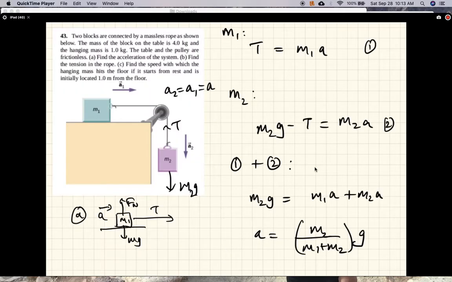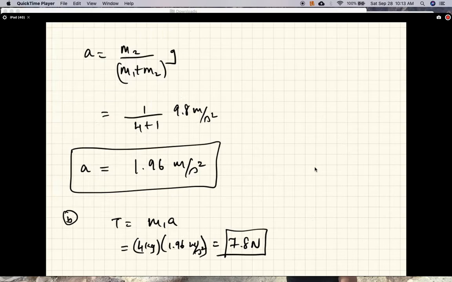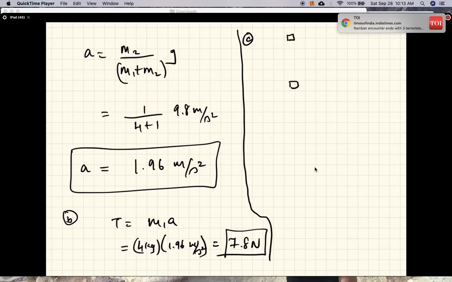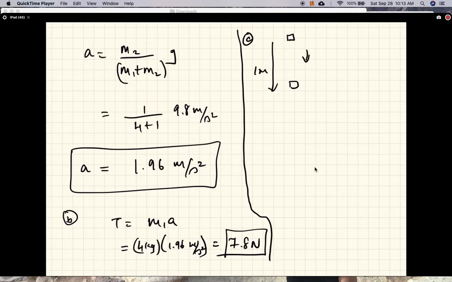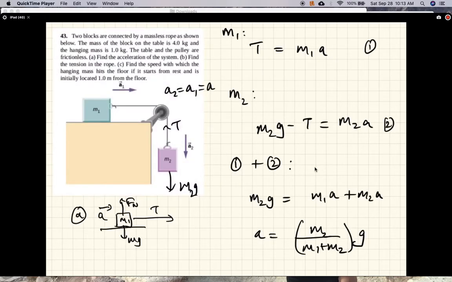Okay, and then part C says find the speed with which the hanging mass hits the floor if it starts from rest and is initially located 1 meter above the floor. So for part C, here is this object. It's traveling 1 meter in this direction, and its acceleration is 1.96 meters per second squared. So what is it that we're finding? The speed with which it hits the floor.